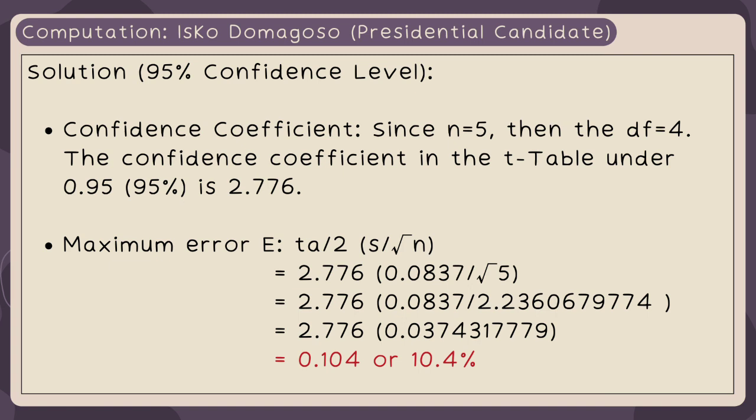2.776 quantity 0.0837 over 2.23606797774. 2.776 quantity 0.03743177779, then 2.776 multiplied by 0.03743177779. The answer is 0.104 or 10.4%.